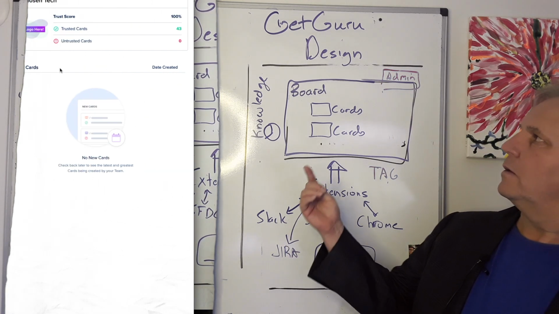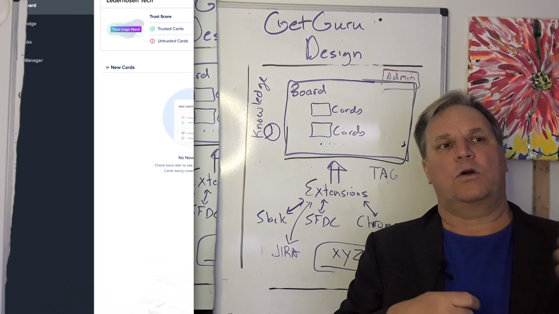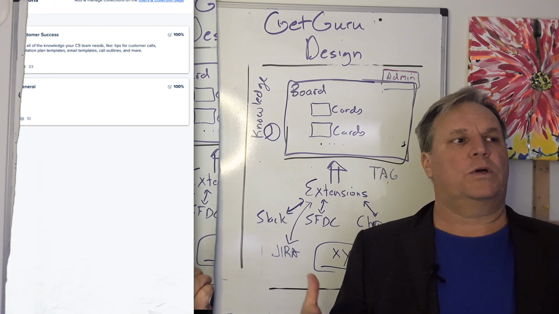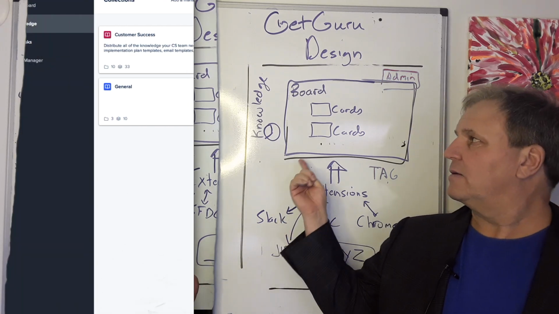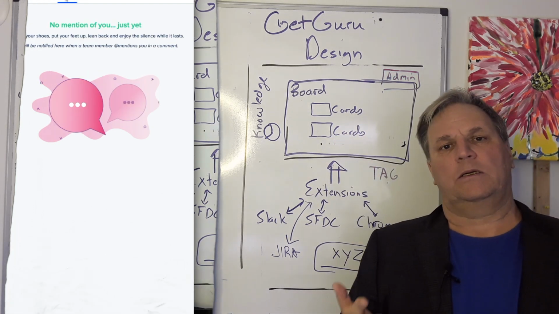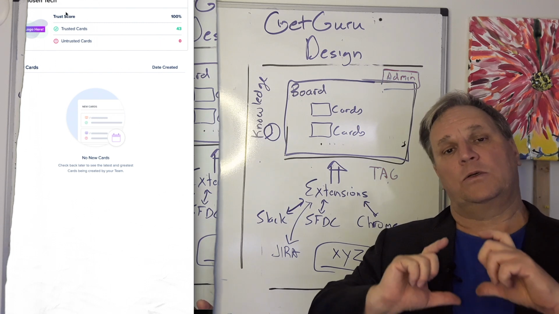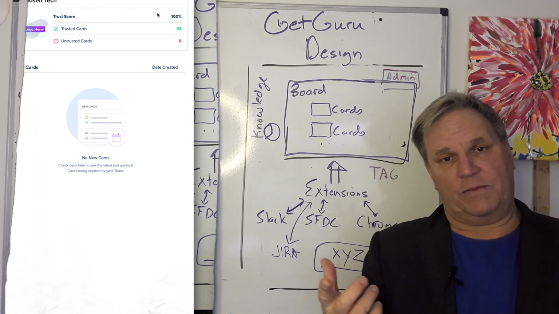So GetGuru design is, think of a kitchen note board or a work board, right? It has a board, and in each board, there's an administrator, permissions around visibility, and you can do knowledge cards, like 3x5 cards.